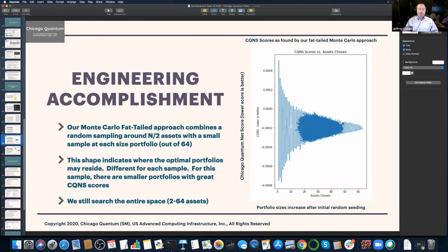This next one, Monte Carlo, discrete probability n over 2, like what we talked about with the taboo. That's that huge blue splotch in the middle. So most of those answers, this was 64 stocks, were right between like 18 and 45, real dark. The CQNS scores in the middle, lower is better. In order to find your really great CQNS scores, it's 2, 3, 4 stocks. So the four stock solution in the Monte Carlo approach is your best one.